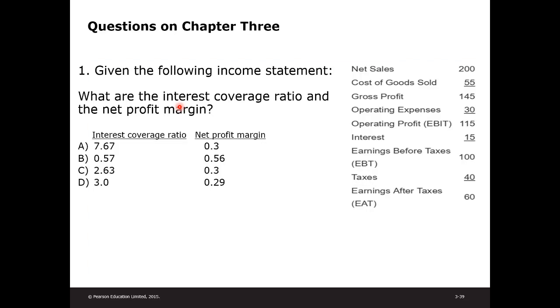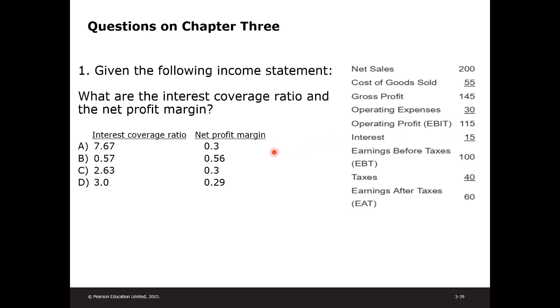Okay, so let's start the questions. Given the following income statement, what are the interest coverage ratio and net profit margin? And this is the income statement we have. In order to calculate the interest coverage ratio, we need the operating profit, which is the EBIT here, and the interest paid, which is here. As we know, interest coverage ratio is operating profit divided by interest, or EBIT divided by interest. So the answer will be 115 divided by 15.